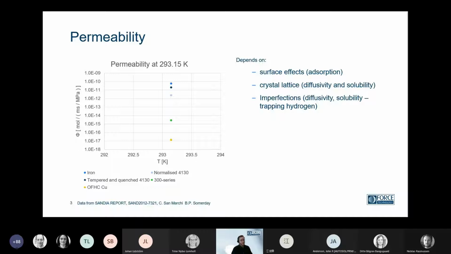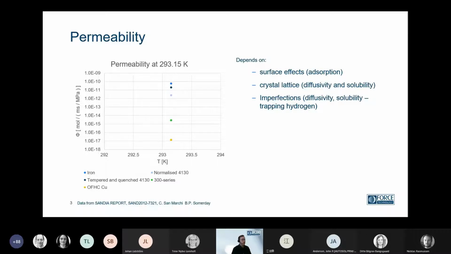All in all, the permeability depends on the surface effects, both area and what kind of metal it is, because that affects how well hydrogen will absorb to the surface before it can then dissociate and diffuse into the metal. We also have, of course, influence from the crystal lattice, the microstructure, and all the imperfections, like Dieter was also talking about, dislocations and other things that will affect the diffusivity and solubility, and in some cases actually trap the hydrogen inside the material.